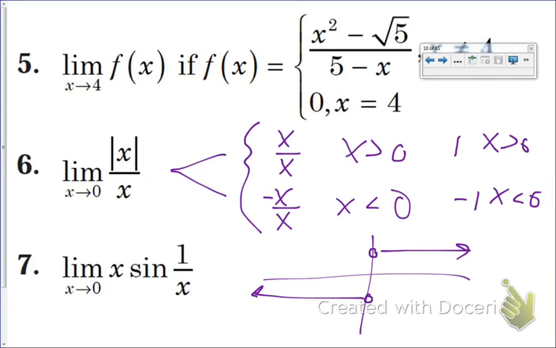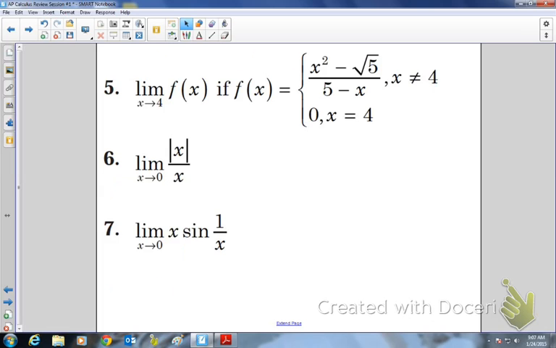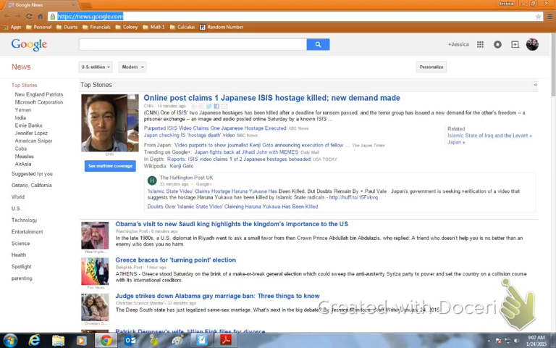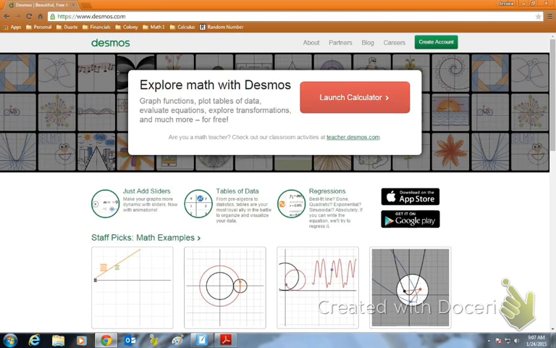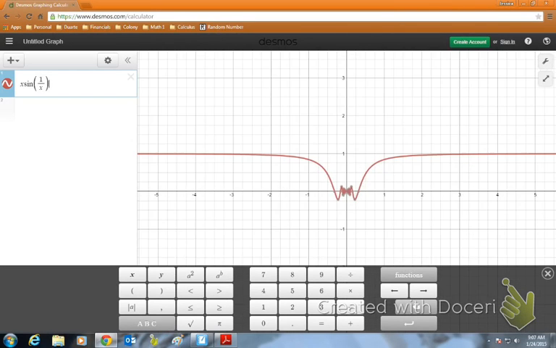Did you guys graph number 7 in a graphing calculator? Because that's the one where you can use a calculator. I'll graph it on my computer just so we can see it together. It's the limit as x approaches 0 of x sine of 1 over x. Looks kind of like that. Yeah, it's oscillating, does not exist.